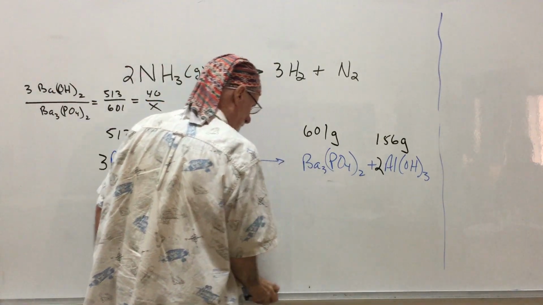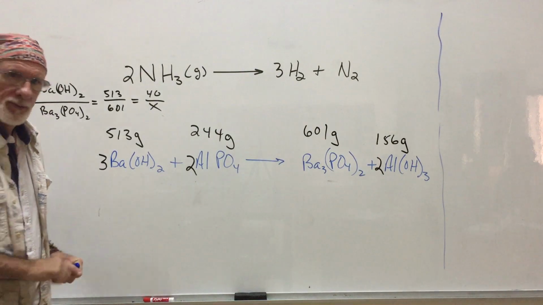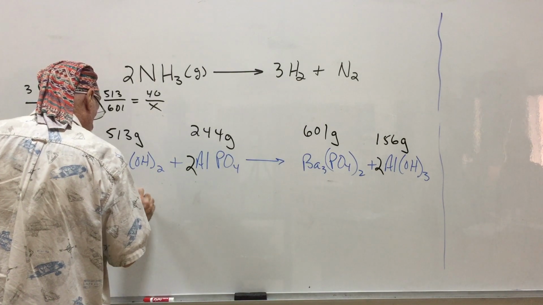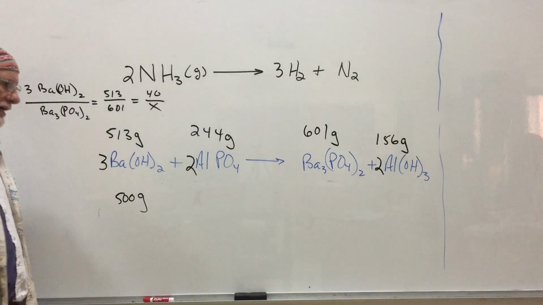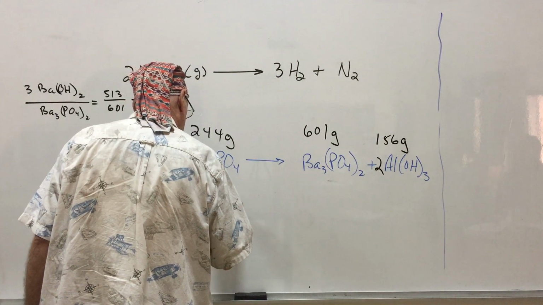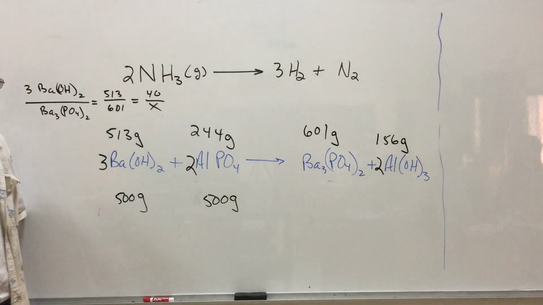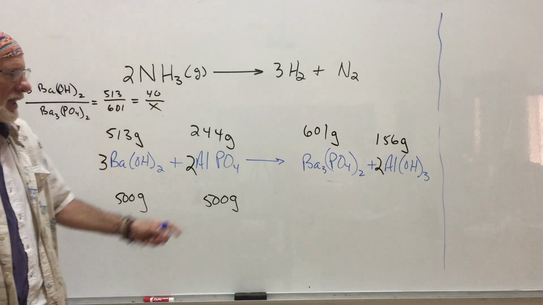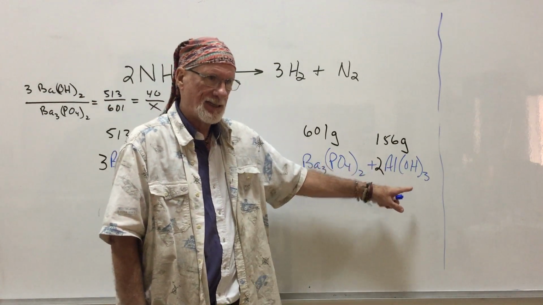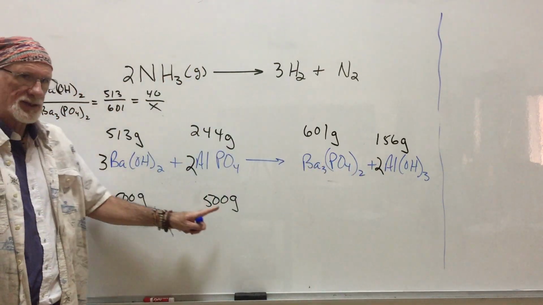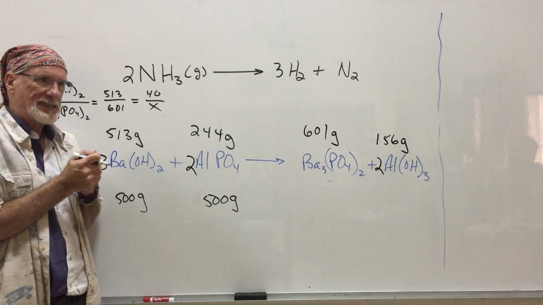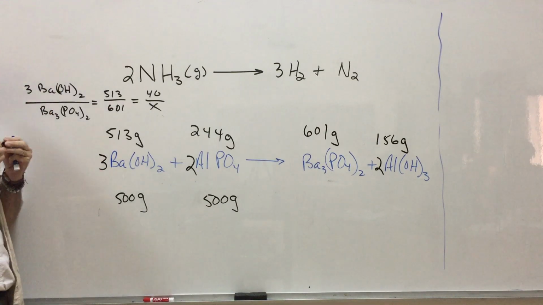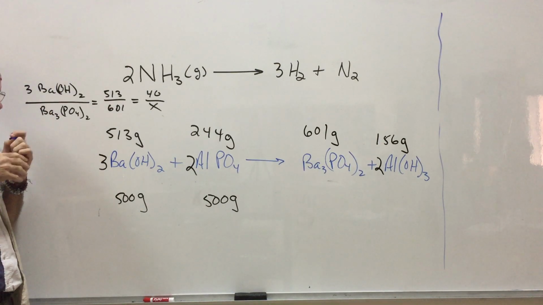Now, let's do this. Let's say I have 500 grams of that and 500 grams of that. What's going to be my limiting reagent? What's going to limit the amount of product? Is it going to be this or this? Which am I going to have in excess, and what is going to be limiting? How would you figure that out? Let's take a guess first, okay? Shall I help you? Okay.